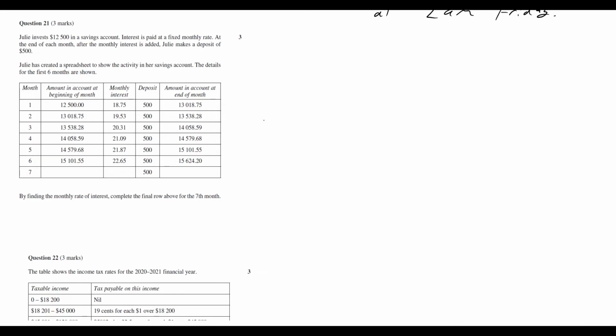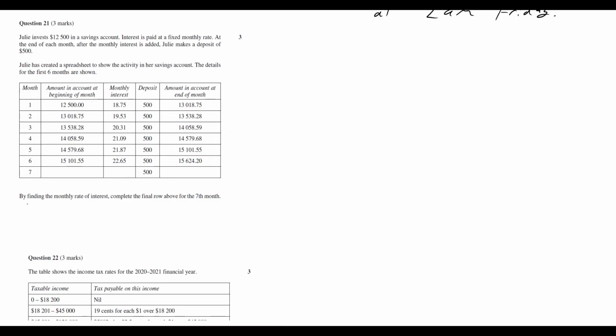Okay. Julie invests $12,500 in a savings account. Interest is paid at a fixed monthly rate. At the end of each month, after the monthly interest is added, Julie makes a deposit of $500. So Julie has created a spreadsheet to show the activity in her savings account. The details for the first 6 months are shown.